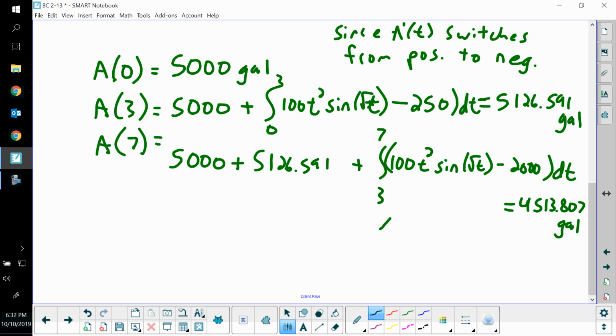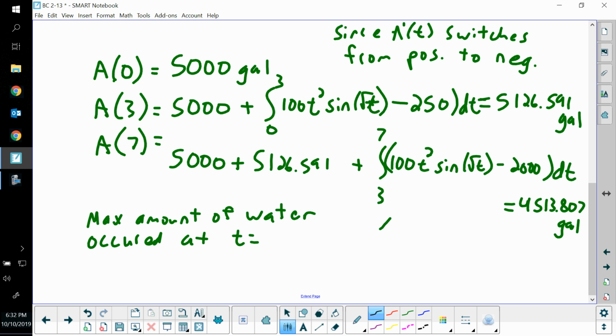So we can make a summary statement. We can say the max amount of water occurred at t equals 3 hours and was, we want to go to the nearest gallon, so we got 5,127 gallons.